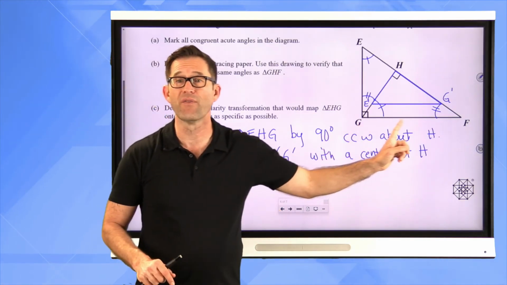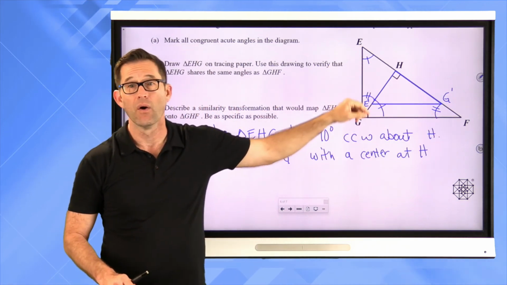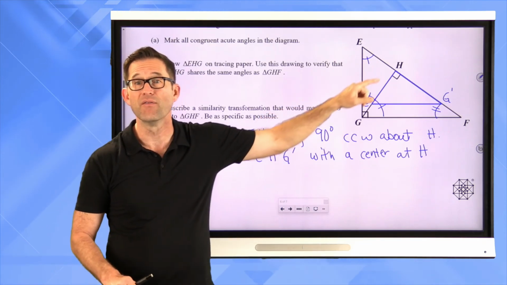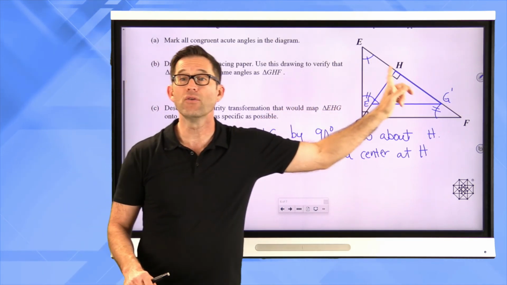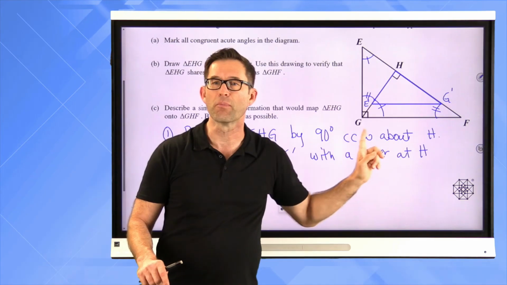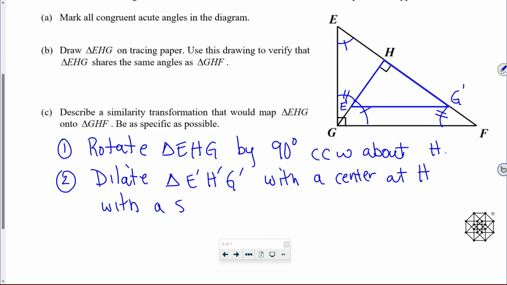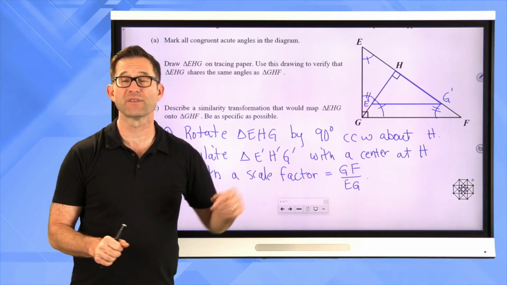So one thing I could do is divide GF by E prime G prime, which is the same as EG. Or I could do HG divided by HE. Or I could do HF divided by HG. Any of those would work. I kind of like the two that are parallel right here. So I'm going to say with a scale factor, remember it should always be image divided by pre-image. So I'm going to do GF divided by EG. And that will then stretch it out so that it maps on top.